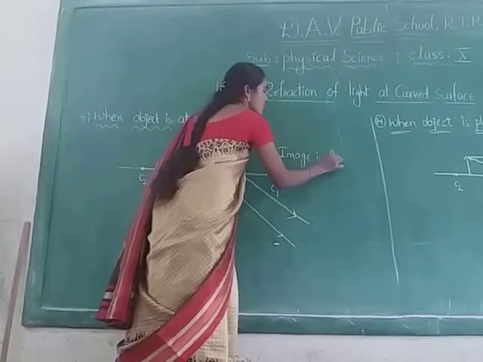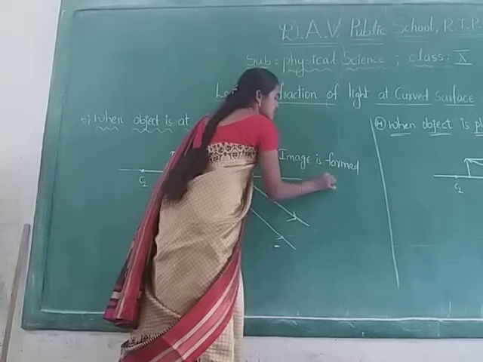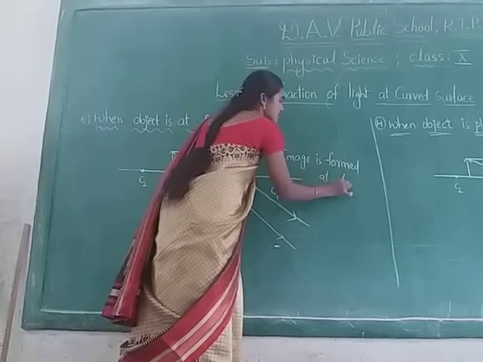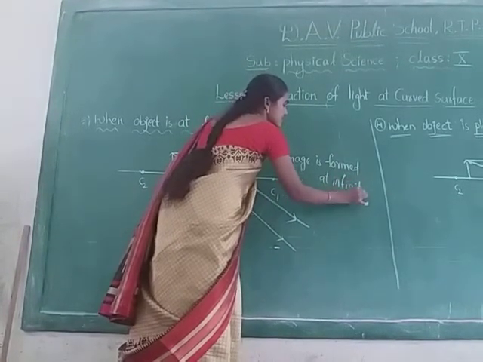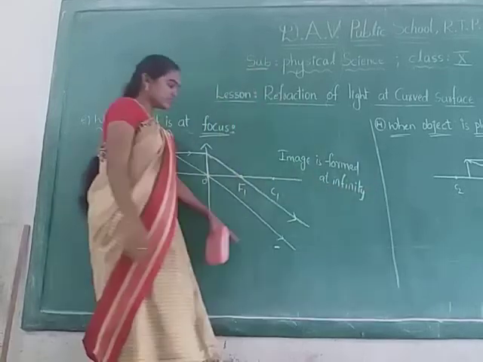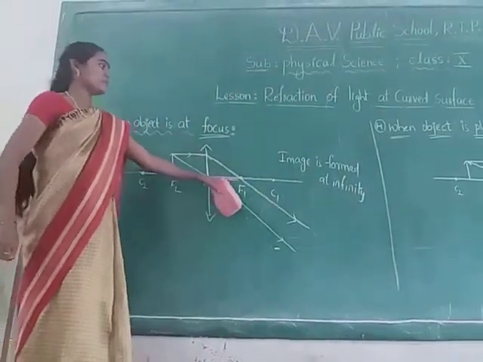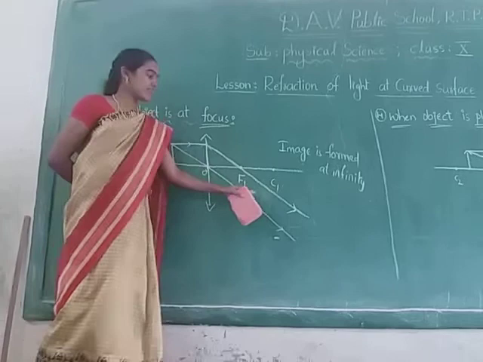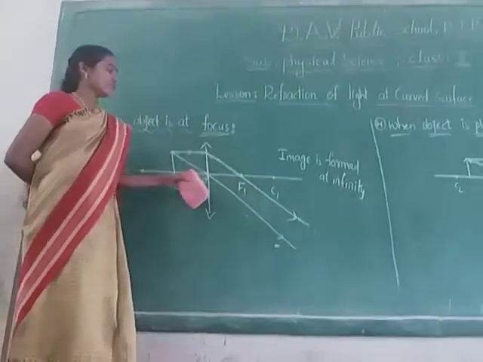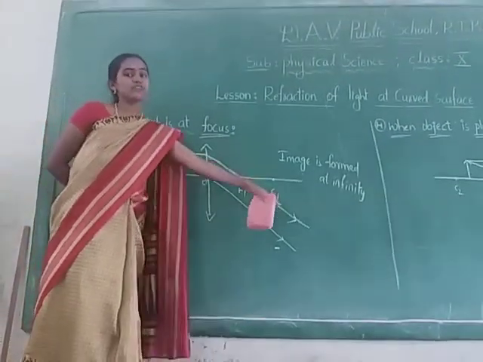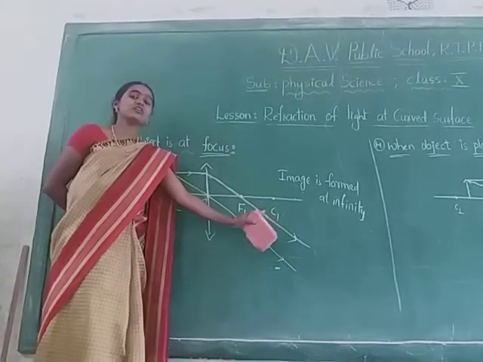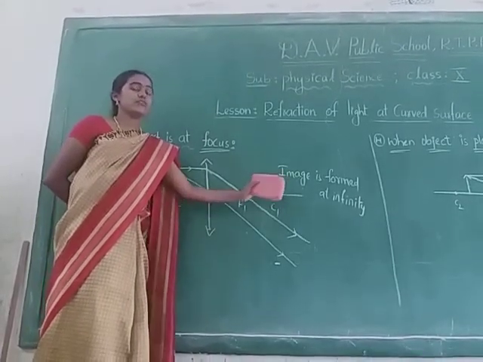Image is formed at infinity. We cannot judge the characteristics of the image, but we can guess the characteristics. That is, if they intersect at the infinite point, it is a real image, inverted image.